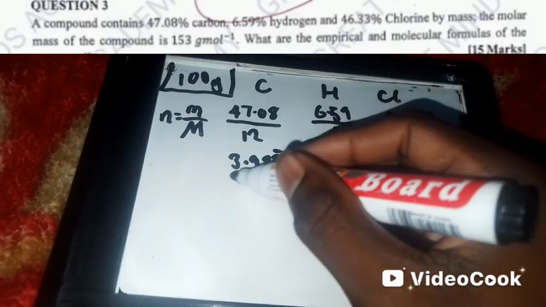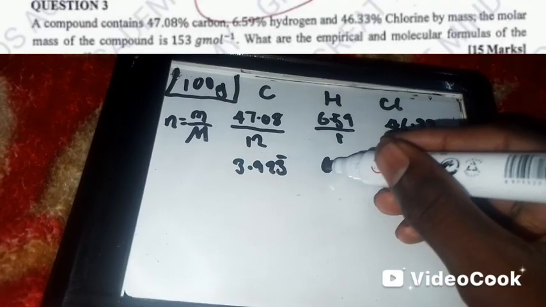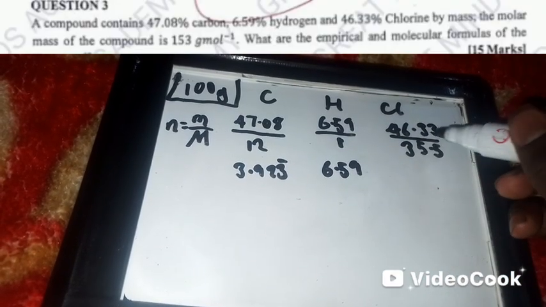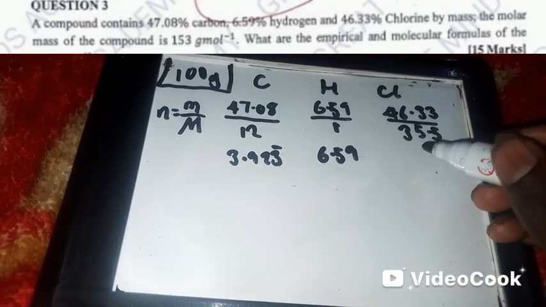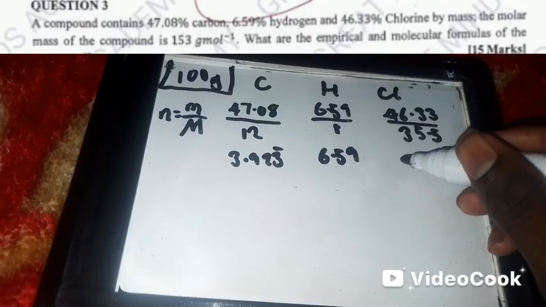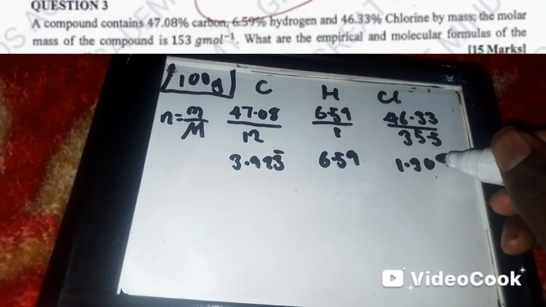So if we do all these calculations, we divide 47.08 by 12, we're going to get something like 3.923 recurring. Then we divide this by 1, of course we still have our 6.59. We divide 46.33 by 35.5. We have something like 1.305.